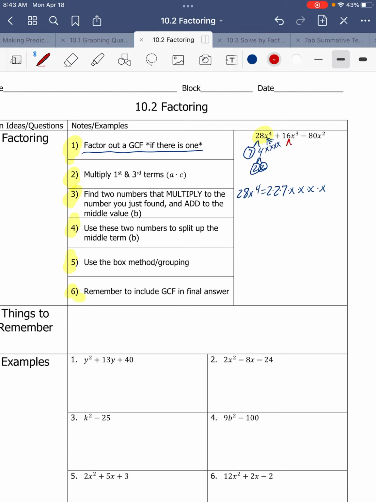16, break it down, 4 and 4, then 2 and 2. Those are prime numbers. X to the 3rd means there's 3 x's. So 16x to the 3rd, written in prime factors, is four 2's and 3 x's.